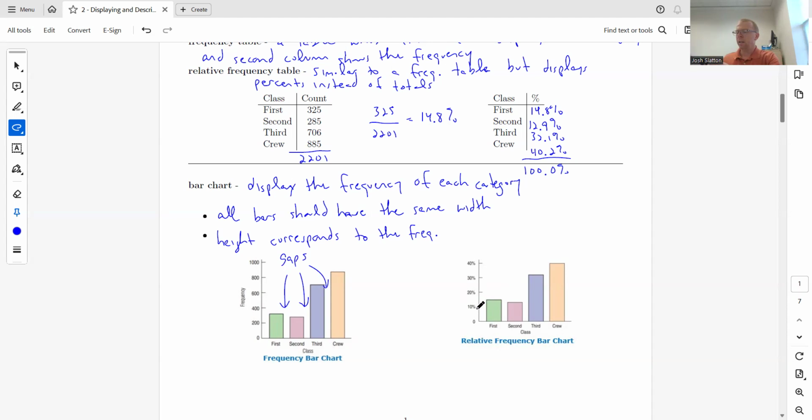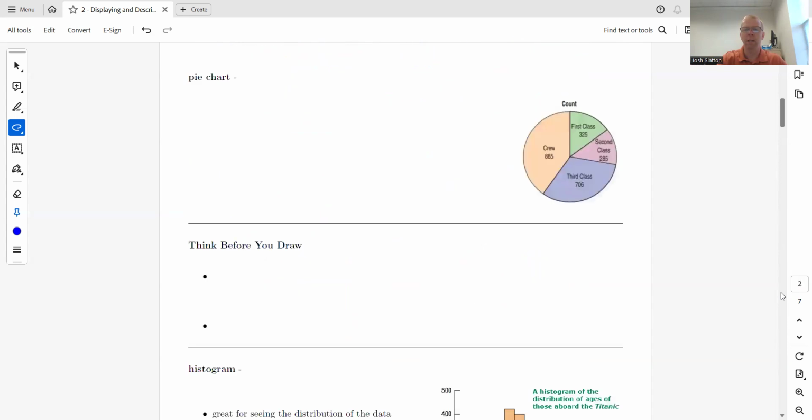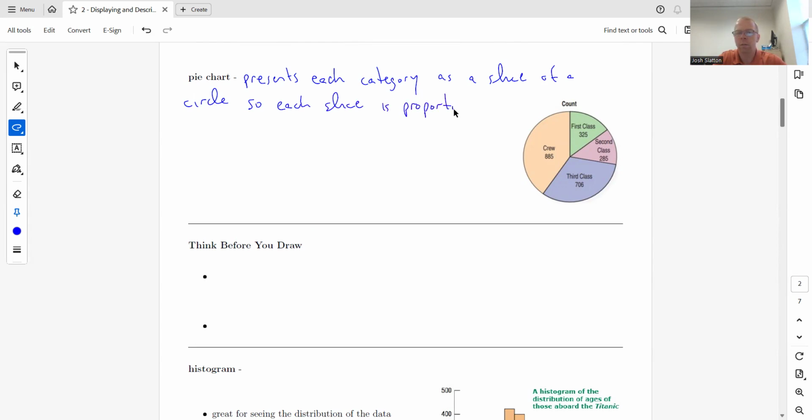All right, and then the last type we'll look at for categorical variables is the pie chart. So the pie chart just presents each category as a slice of a circle or a pie. So each slice is proportional to the whole.